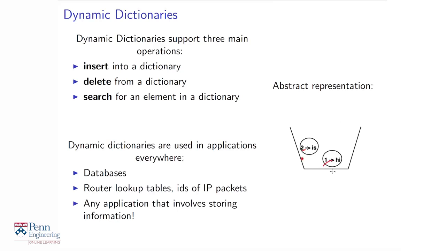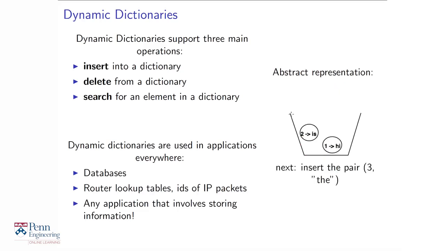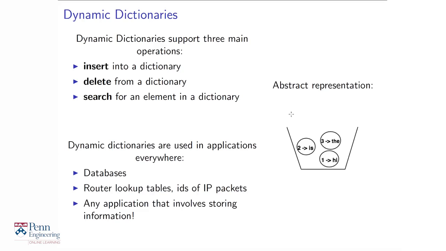The record with key 1 is here. And each record has some other information associated with it, as you can see here. In this case, each key has associated a value, which is a word. That's not so important. So now we might want to insert a new record, the pair which consists of the key 3 and the value "the". And then the set of elements in the dynamic dictionary now has 3 elements in it.